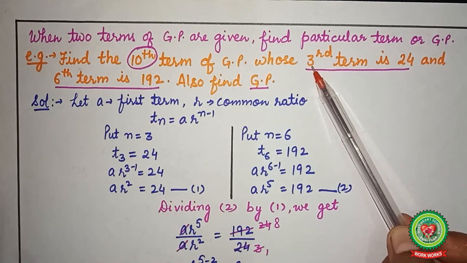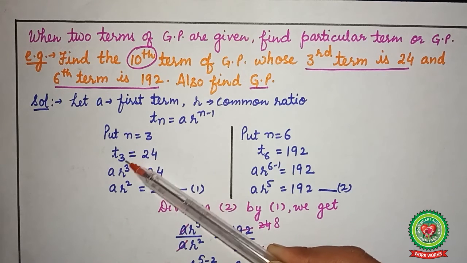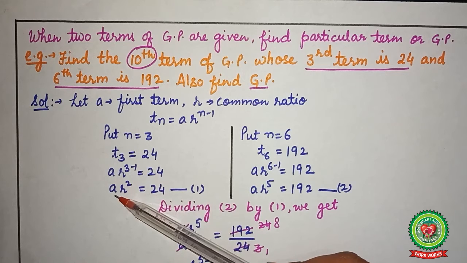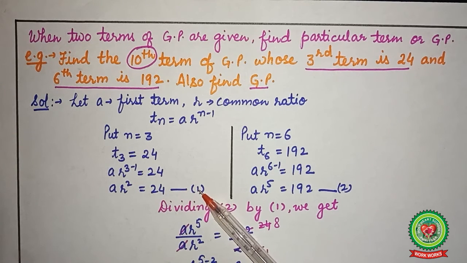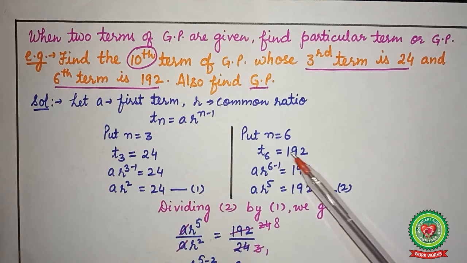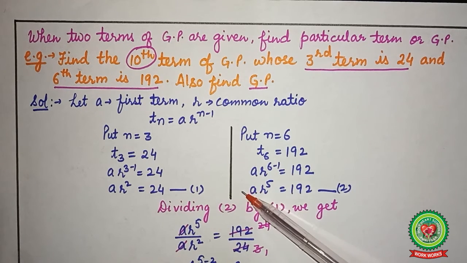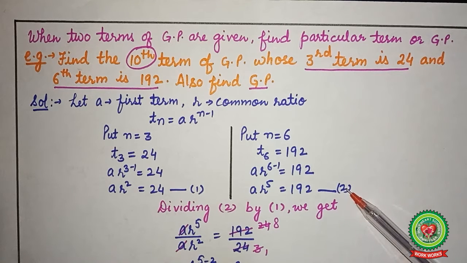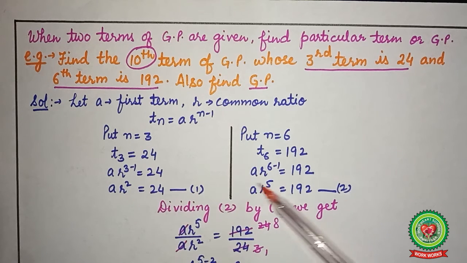Now the third term is given, so T3 is equal to 24. When you apply the formula for T3, you will get A R raised to power 3 minus 1, that is, A R square is equal to 24. That is the first equation. Similarly, for the sixth term, T6 is equal to 192. On applying the formula, we get A into R raised to power 6 minus 1, that is, A R raised to power 5 is equal to 192. Second equation. Now we have two equations, but they are in the form of multiplication.